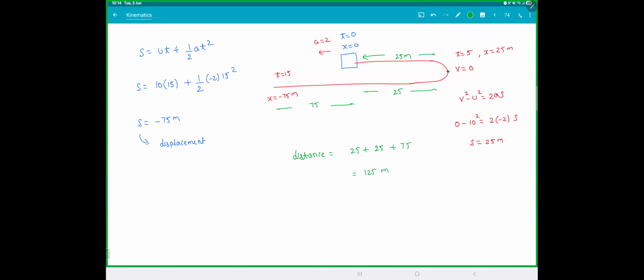Is that clear, everyone? You always find the turning point, the point where the velocity becomes 0. Any doubts on this? All clear with this? So if I ask you a distance, this is the process. You have to draw the path, find the turning points, and then finish it off. All clear with this?